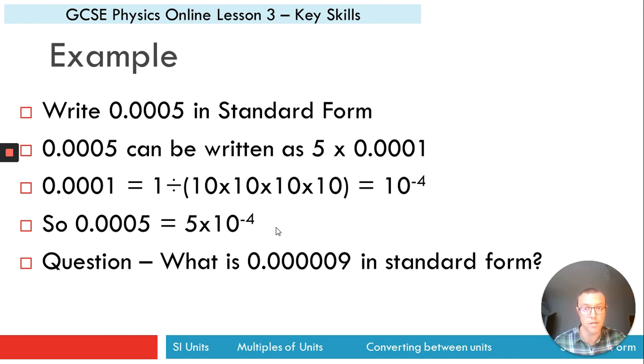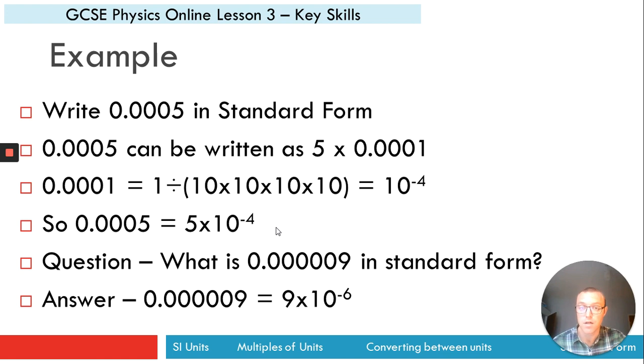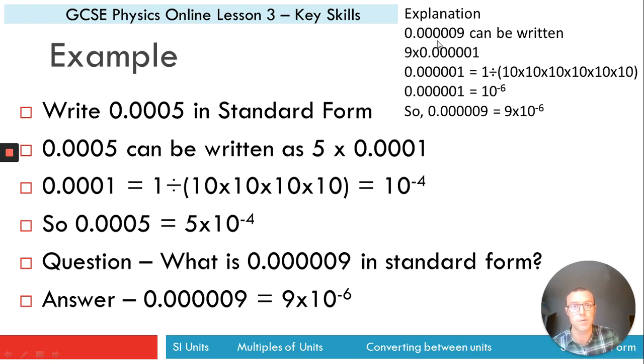Okay, let's go through the answer. Hopefully you got it right. If you got 9 times 10 to the power minus 6, give yourself a tick. Count the zeros: 1, 2, 3, 4, 5, 6. Oh, we can do that in a quick way. What's the explanation? Sorry. Explanation: 0.000009 can be written as 9 multiplied by 0.000001. 0.000001 is equal to 1 divided by 10 times 10 times 10 times 10 times 10 times 10, 6 tens. So 0.000001 is equal to 10 to the power minus 6.